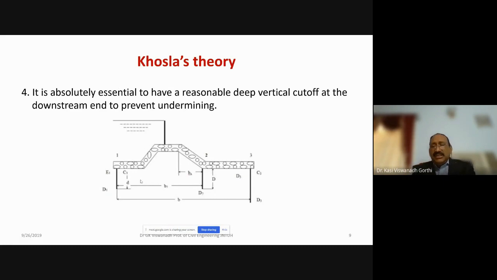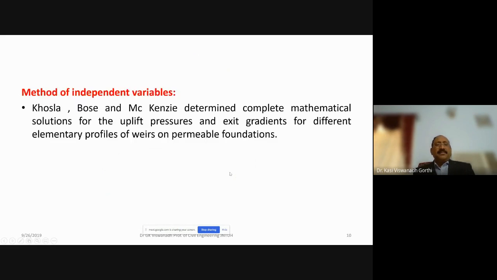It is absolutely essential to have a reasonable deep vertical cutoff at the downstream end to prevent undermining. So he stated the importance of the downstream pile. The deep vertical cutoff must be provided at the downstream end so that undermining can be prevented, because it starts only from the tail end. From this downstream side, it will start. So to avoid that, you should have a deep vertical cutoff or a deep pile provided at the downstream side, to prevent the undermining.